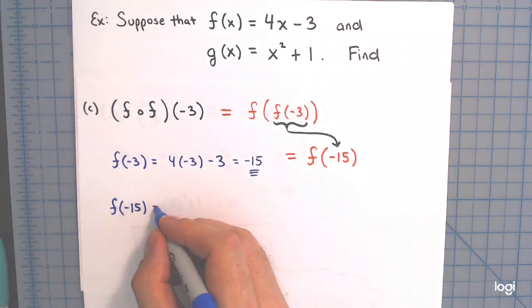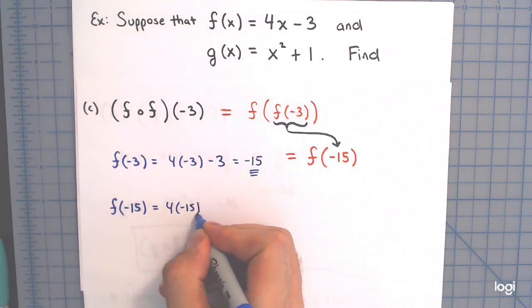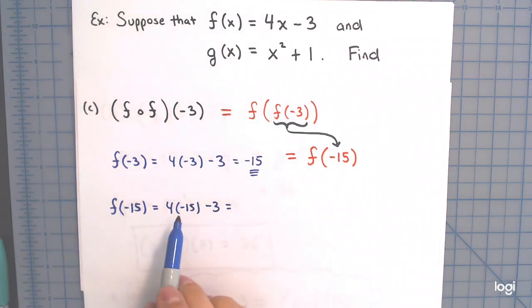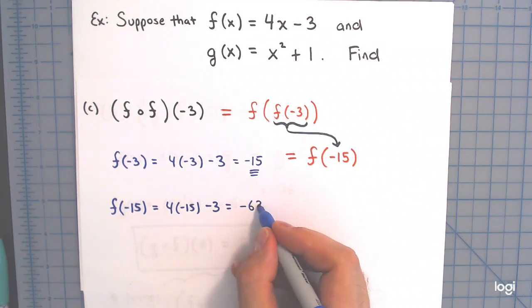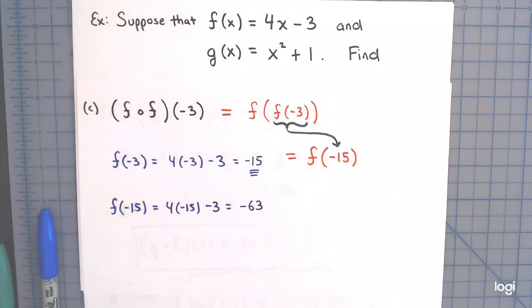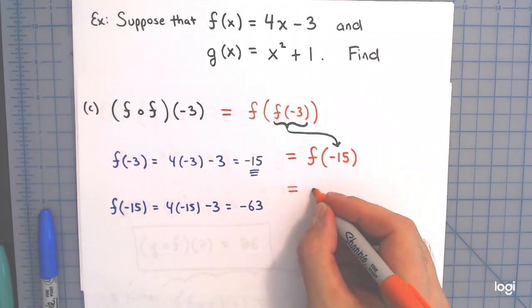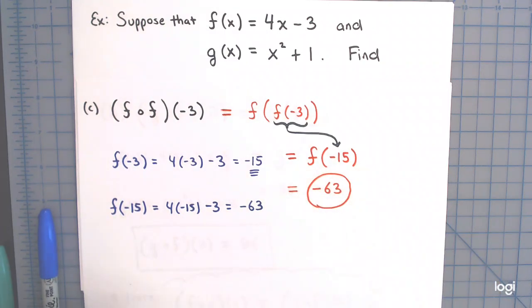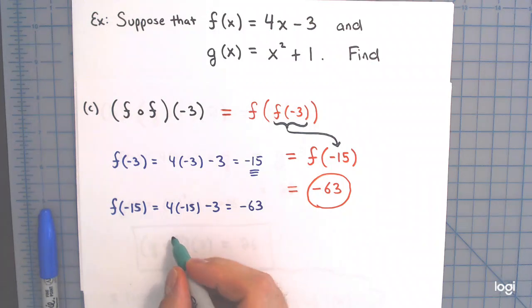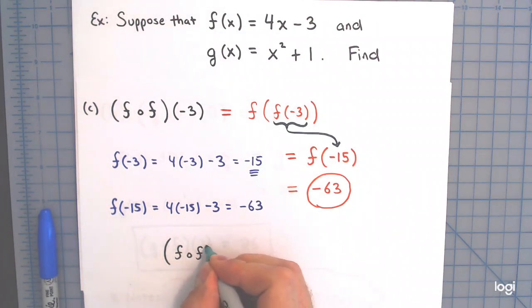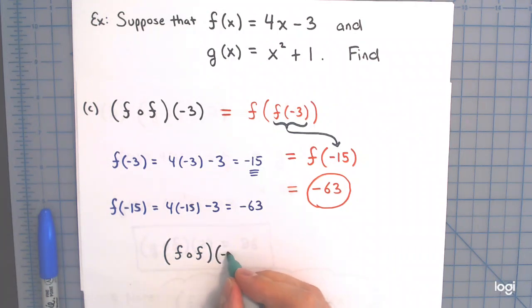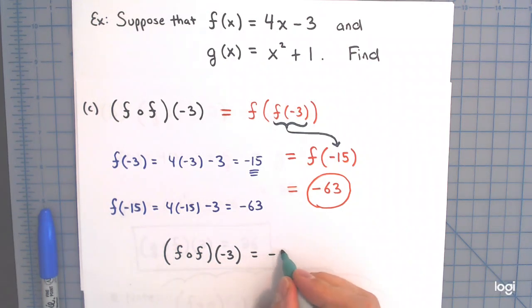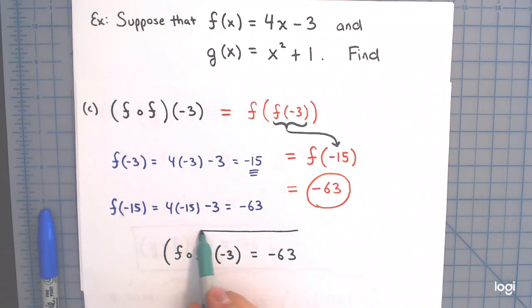That'd be 4 times -15, then minus 3. Well, 4 times -15 would be -60, minus 3 would be -63. So this value in the very end would be -63. Wonderful. And again, I could write this in the very end like this: the value of this composite function, f composed with f, at an input of -3 is -63. That's how I would write the final result there.